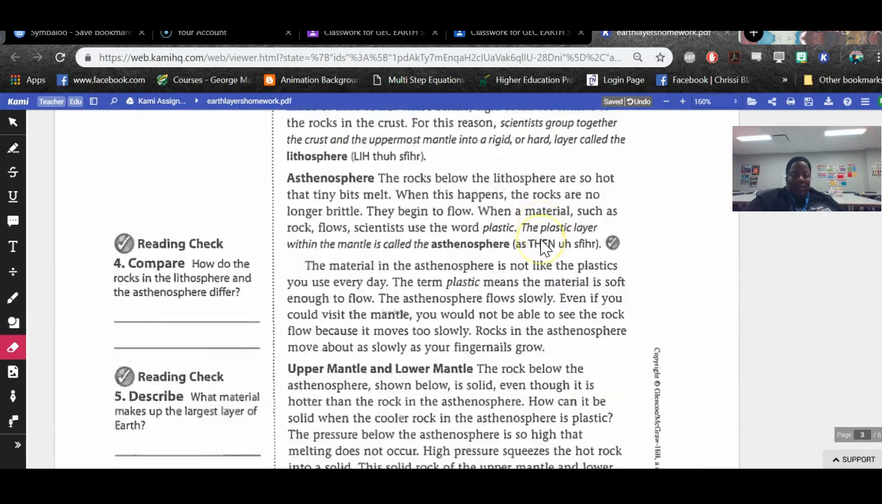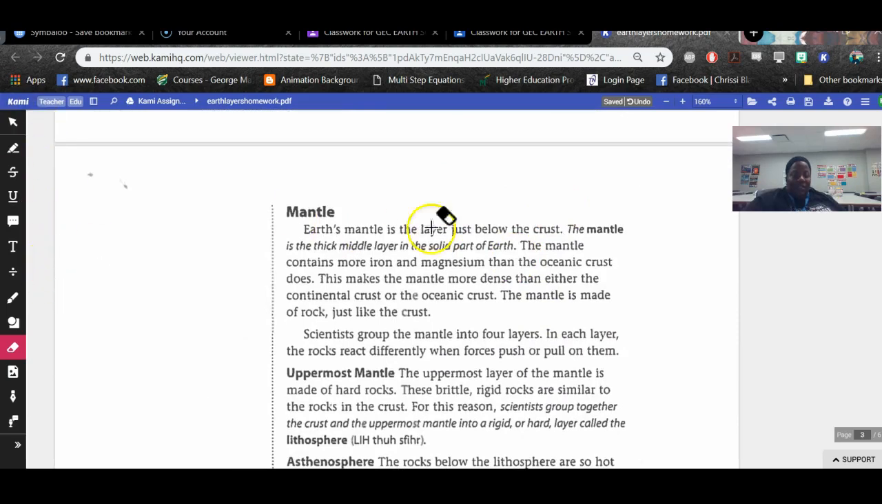All right, so now we talk about the mantle. Earth's mantle is a layer just below the crust. The mantle is a thick middle layer in the solid part of Earth. The mantle contains more iron and magnesium than the oceanic crust does. This makes the mantle more dense than either the continental crust or the oceanic crust. The mantle is made up of rock, just like the crust.